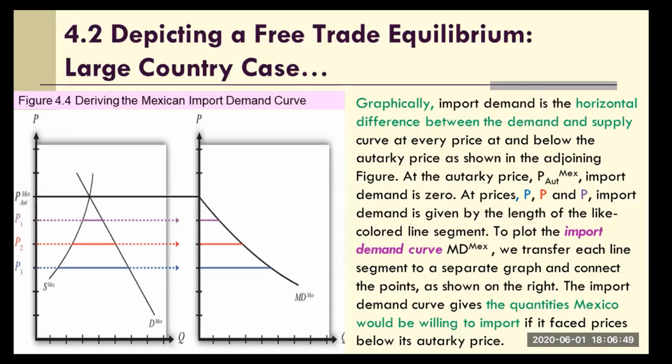At the third point, even more demand is encouraged because the price is much lower than the autarky or local price. So this encourages imports. Here is a point.